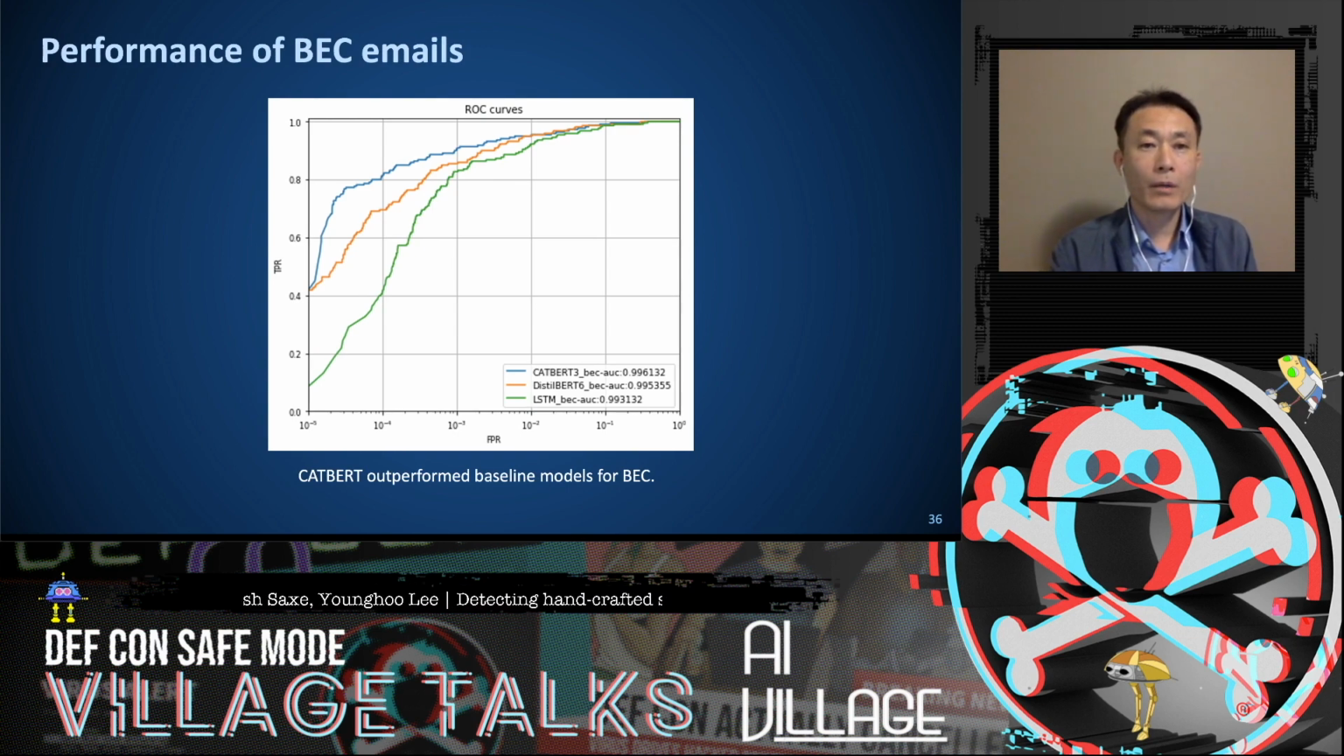Next, we compare the performance of 3 models with targeted BEC samples. We assigned high sample weight for BEC samples, and we achieved high performance for detecting those BEC samples, and the chatbot outperformed the 2 baseline models.